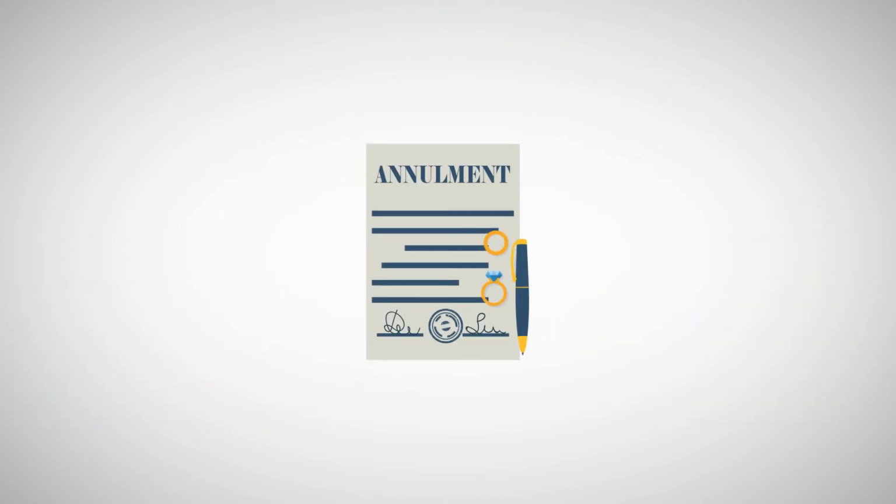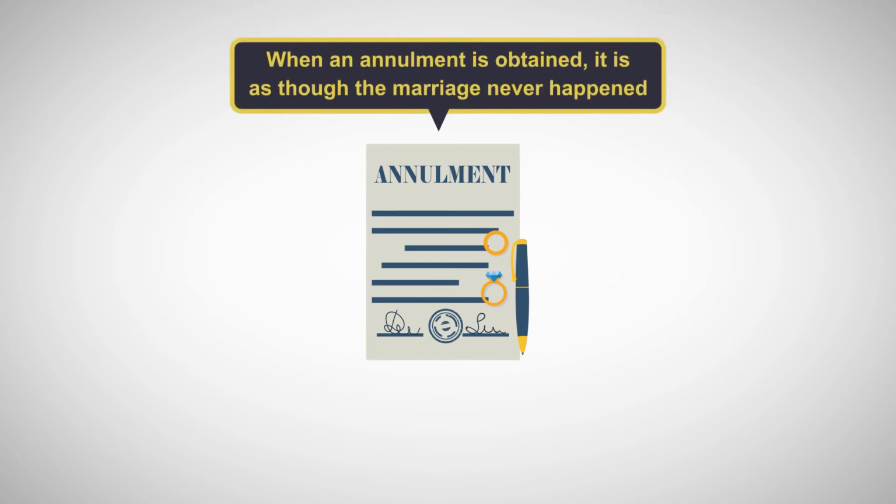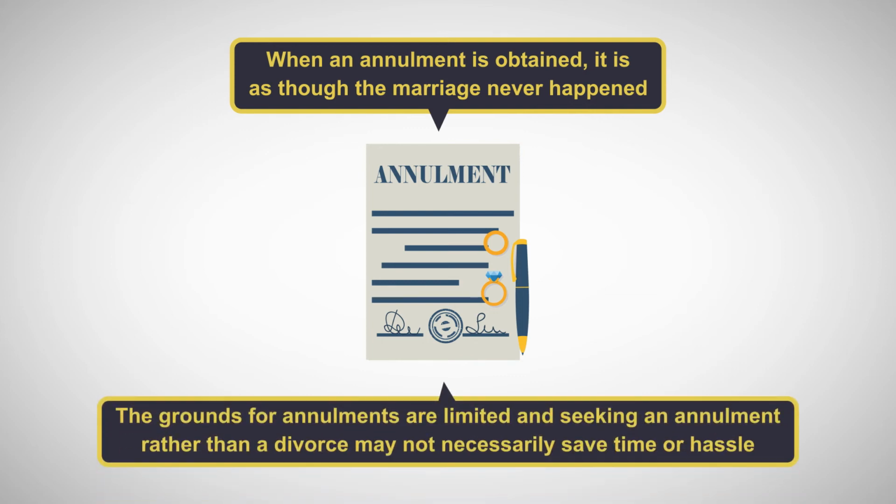The annulment is an alternative to divorce as a method to terminate a marriage. When an annulment is obtained, it is as though the marriage never happened. Nevertheless, the grounds for annulments are limited, and seeking an annulment rather than a divorce may not necessarily save time or hassle.